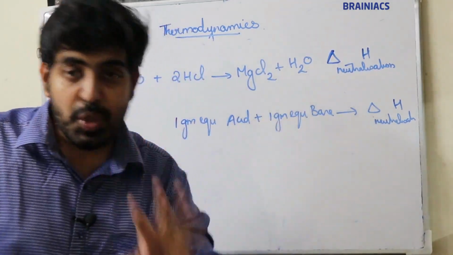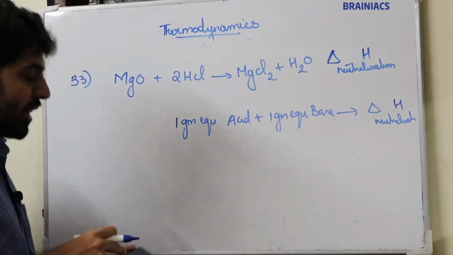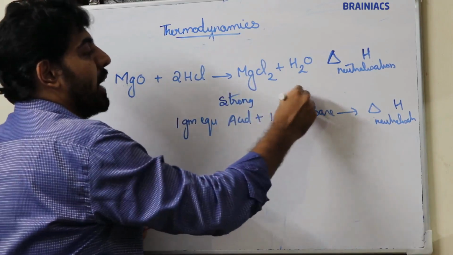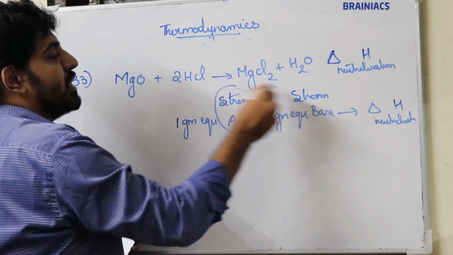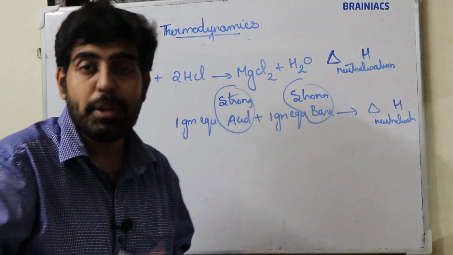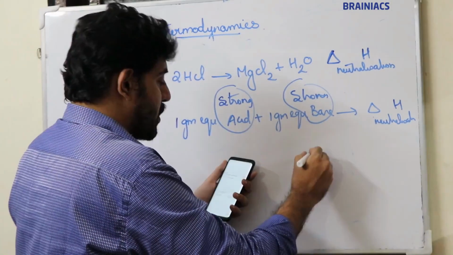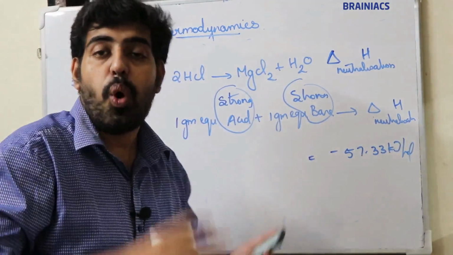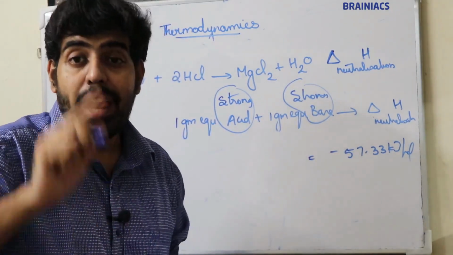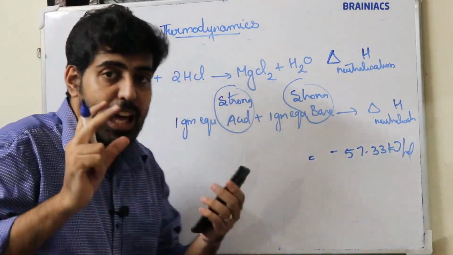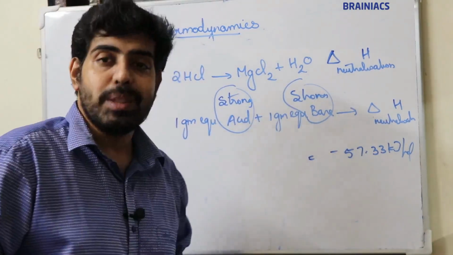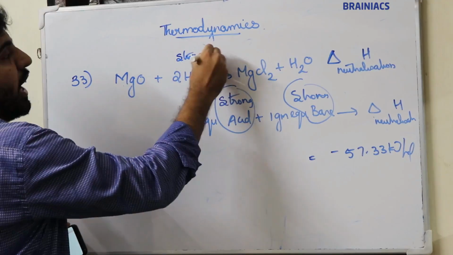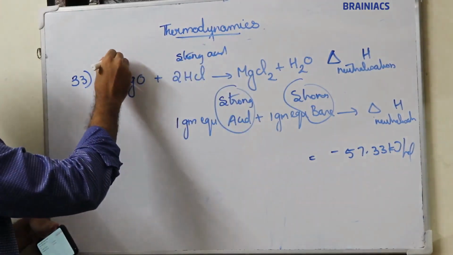Now in the case of a strong acid and a strong base, if we are taking 1 gram equivalent of strong acid and 1 gram equivalent of strong base, then the enthalpy of neutralization value is minus 57.33 kilojoules per mole. If it is a strong acid and a strong base, the enthalpy of neutralization value is always minus 57.33 kilojoules per mole. But here, HCl is a strong acid, that's okay. But MgO is not a strong base, it's a weak base.